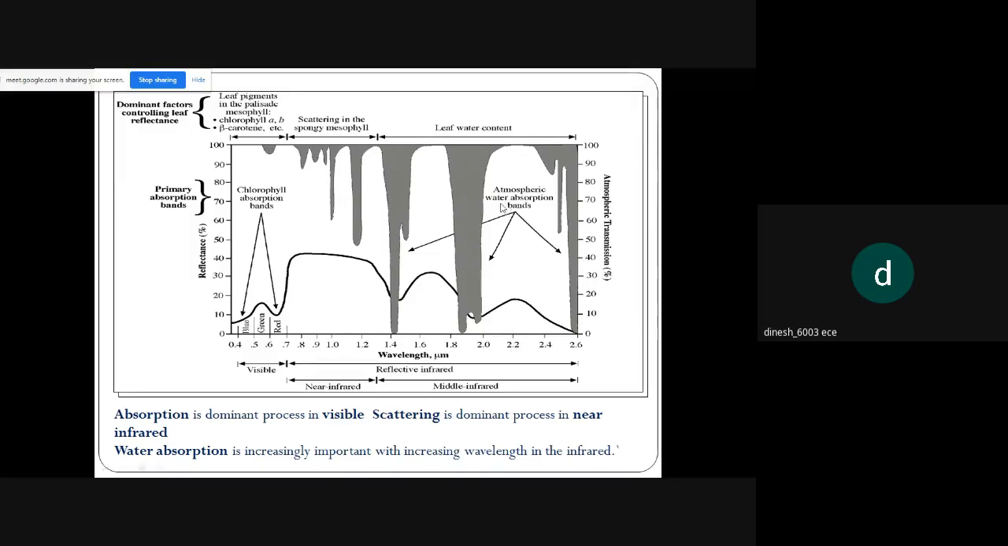Atmospheric water absorption bands are present here at 1.4 micrometer wavelength, at 1.9 micrometer wavelength, and at 2.6 micrometer wavelength. So that shows that the leaves have more water content. Leaf water contents are more in this region.